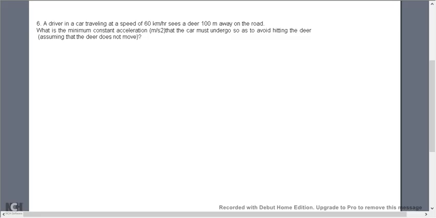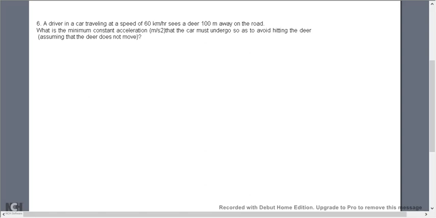Okay, this next problem says a driver was traveling at a speed of 60 kilometers per hour, sees a deer 100 meters away on the road. What is the minimum constant acceleration, in meters per second squared, that the car must undergo to avoid hitting the deer?